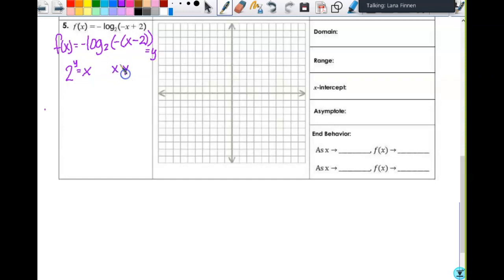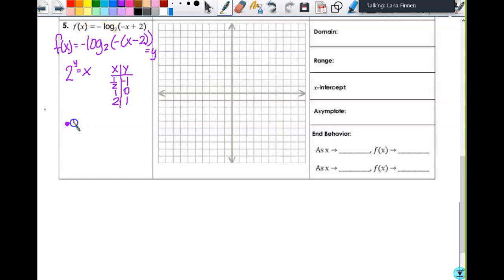I'm going to make my little t-chart. Y is always -1, 0, and 1 for these. So when y is -1, x is 1/2. This will be 1. This will be 2. Then I'm going to write out my transformations so I don't miss anything.